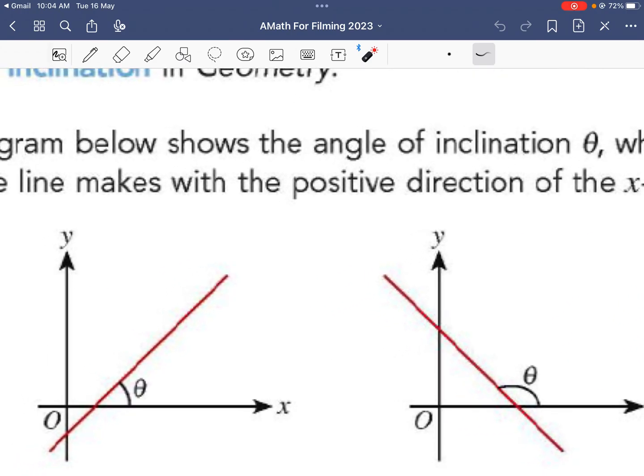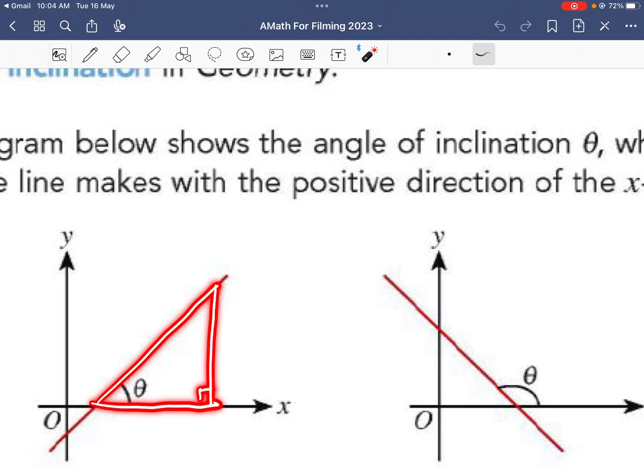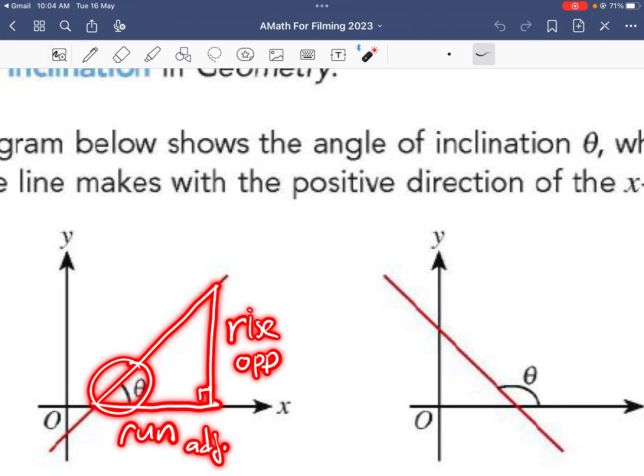Now, if you look at the previous diagram, if you remember from your secondary 1, what is gradient? Gradient is rise over run. If you just humor me, we draw a triangle. If you want to find the gradient, it is the rise over the run. In terms of a right-angled triangle and in terms of theta, this is the opposite and the adjacent itself. So rise over run is equal to the gradient.